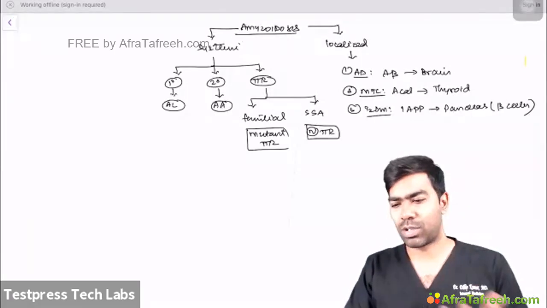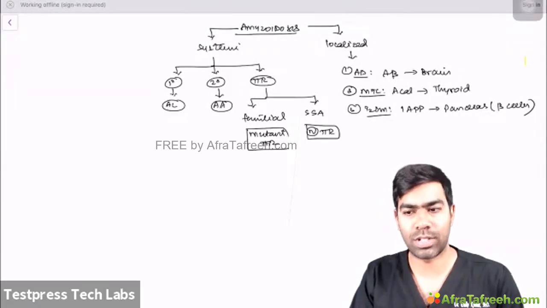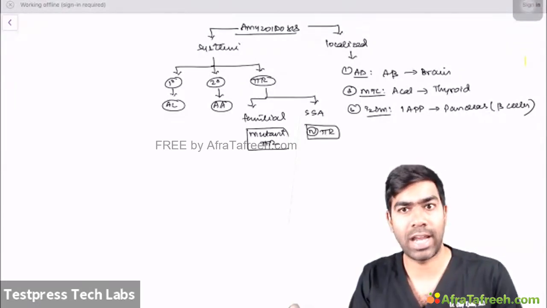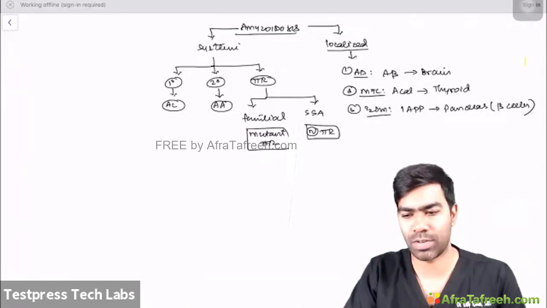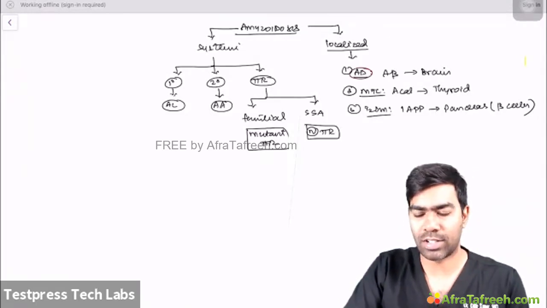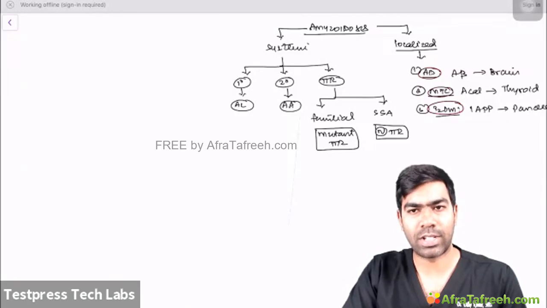It can get deposited only in the heart also. I mean, sometimes in chronic volume overload states, that's called an ANP type of amyloid. That is also there. But these are the usual examples of localized forms of amyloidosis. So it can happen in 3 conditions called classical Alzheimer's disease, MTC, and type 2 diabetes mellitus. On the other hand, systemic types of amyloidosis can affect multiple organs. I mean, depending on the type of amyloid.